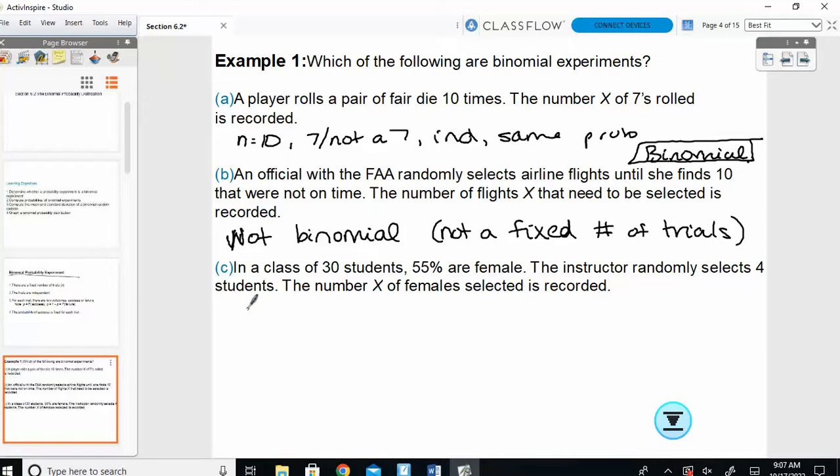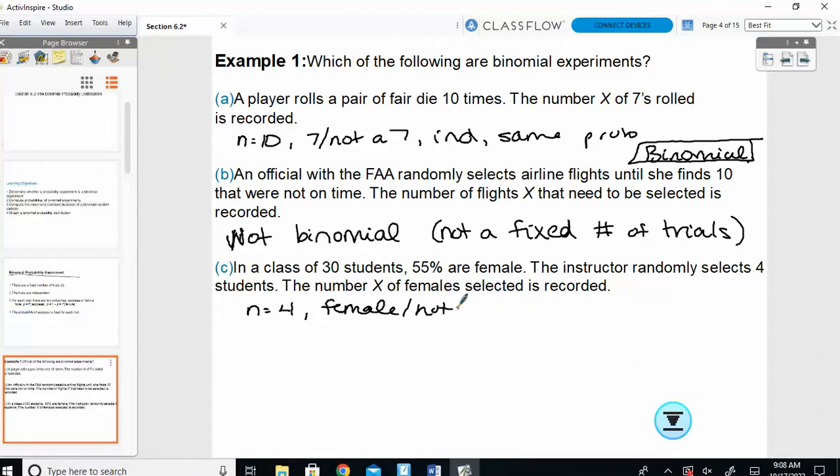Are there a fixed number of trials here? Yeah, we are going to pick 4 students, so there's 4 trials. Are there 2 outcomes? Yes. Female or not. So that's good. Are they independent? Yes.